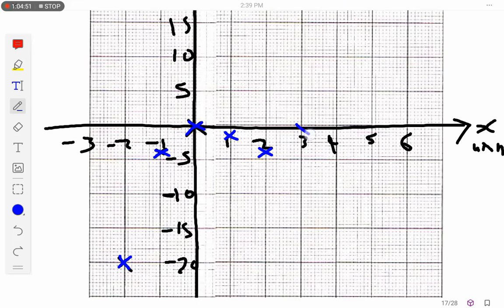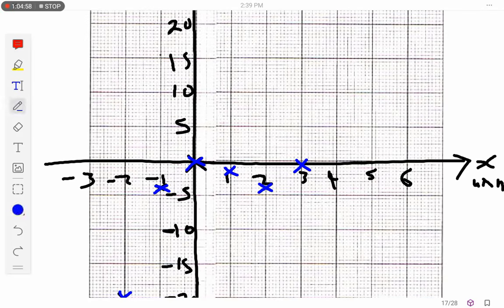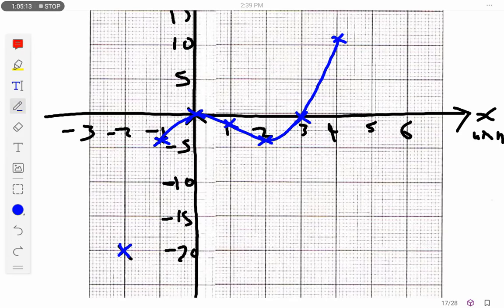It's coming back here. Then we have 4 and 16. 16 is just 2 boxes up there, like that. So we are finished drawing, and I'll have this point coming up like that. The last part is going to be like that. We can label this y is equal to x cubed minus 3x squared.